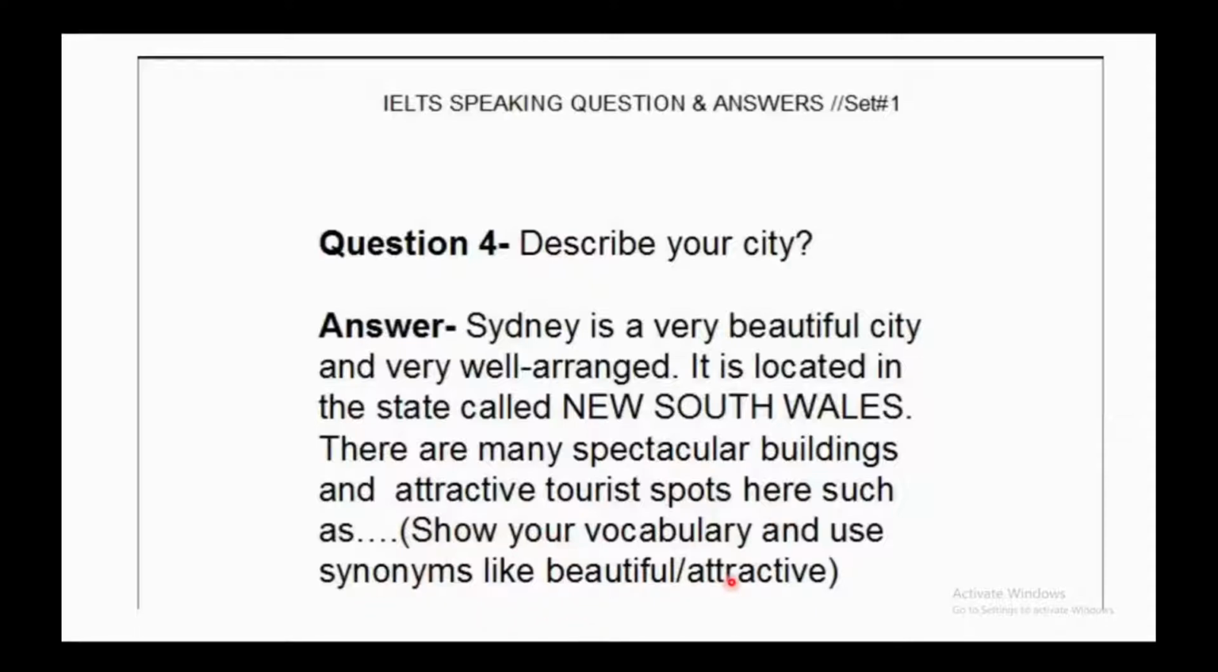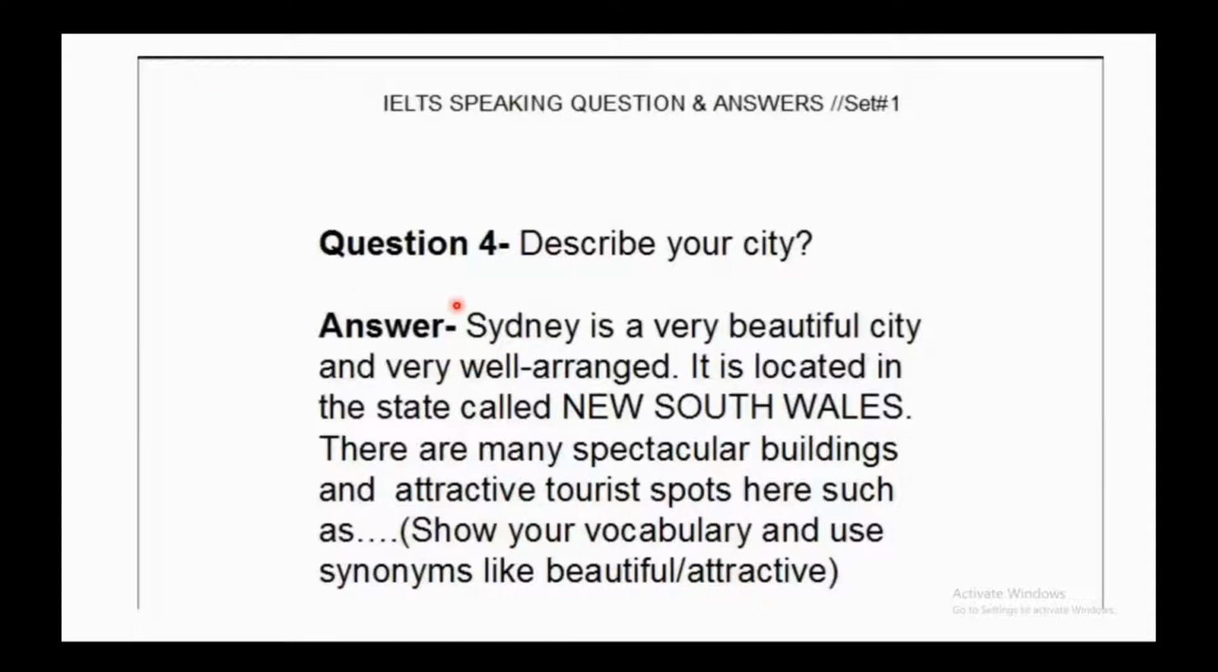The main thing in speaking is do not repeat the same words. Do not say beautiful, beautiful again. Do not say attractive, attractive again. Like there are many, don't say many too many times. Use different words, like various, different, abundant, words like this.